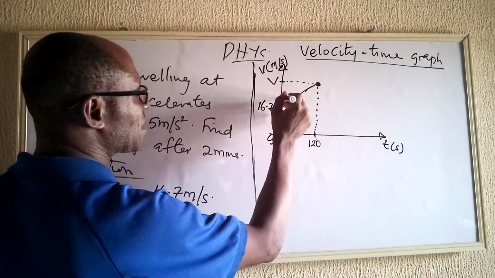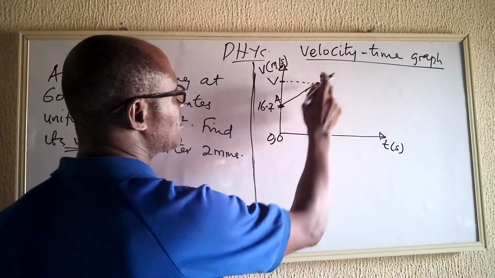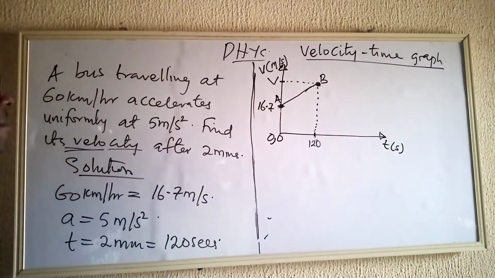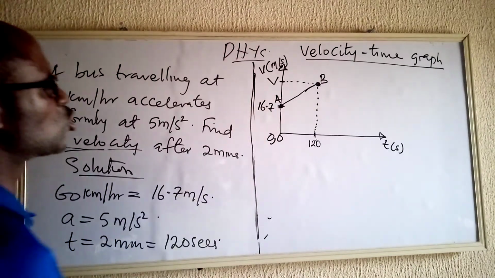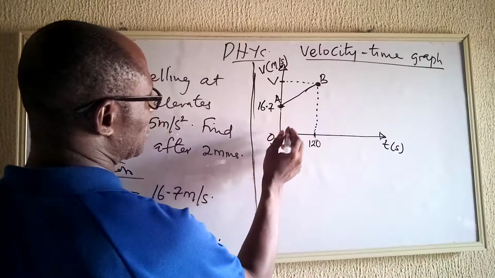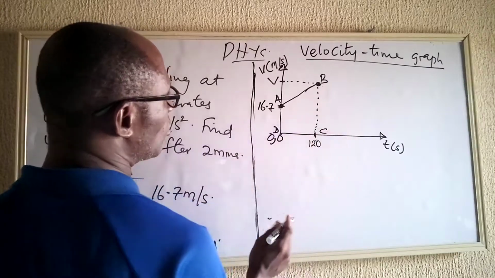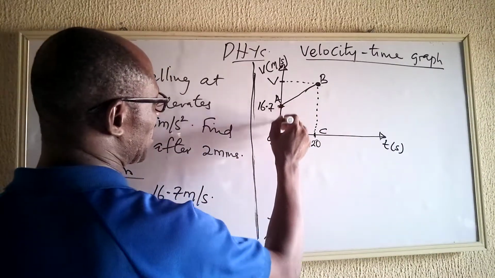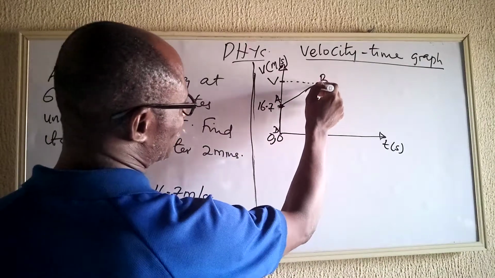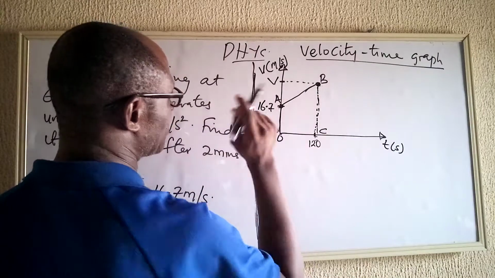Let me call this point A and this point B. So the graph is from A to B. So how do I now find the velocity, which is V? All you need to do now is, let me label this point D and let me label this point C. So you can see that I have a kind of shape that is trapezium. Yes, C, A, B, D.